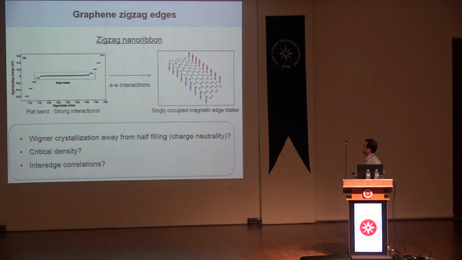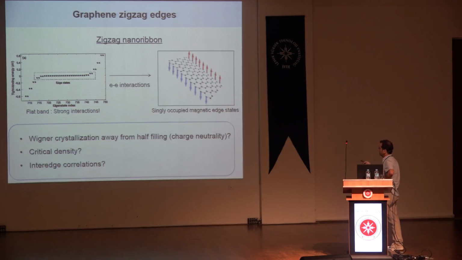So what is special with these zigzag edges? Here I'm showing the tight binding energy spectrum for different eigenstates. As you see, near the Fermi level, there is a huge degenerate band of 8 states. These are actually 8 states, which gives rise to these spin-polarized antiferromagnetic edges, as I told earlier.